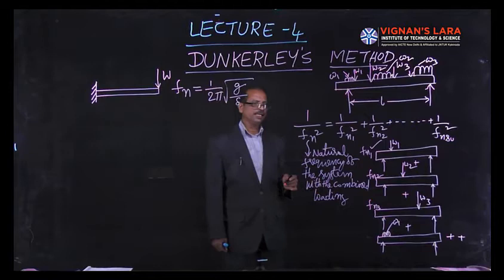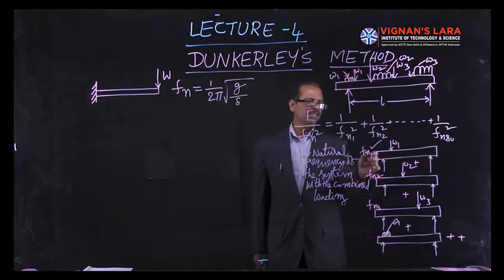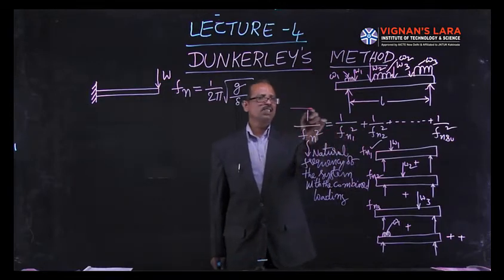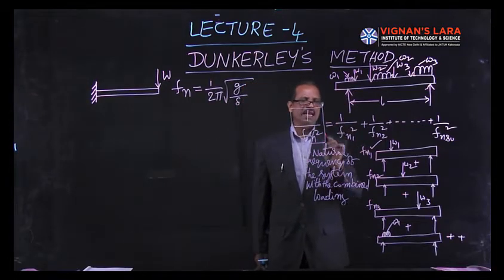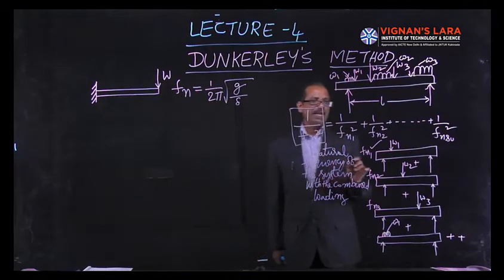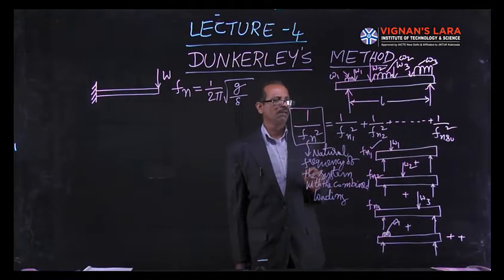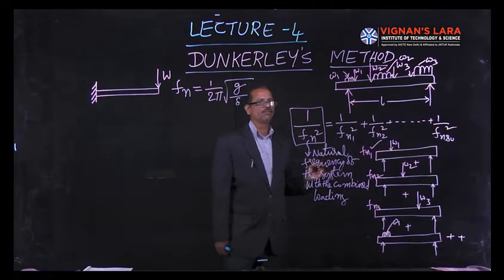In that case, the summation of these natural frequencies Fn1, Fn2, Fn3 is made like this. That is, the overall system is taken as a single entity with a number of loads, and the reciprocal of its natural frequency square is the sum of the reciprocals of the individual natural frequency squares. So that is 1 by Fn square equal to 1 by Fn1 square plus 1 by Fn2 square and so on plus 1 by Fns square, isn't it?